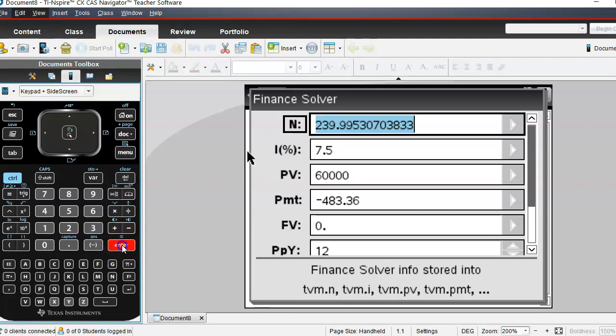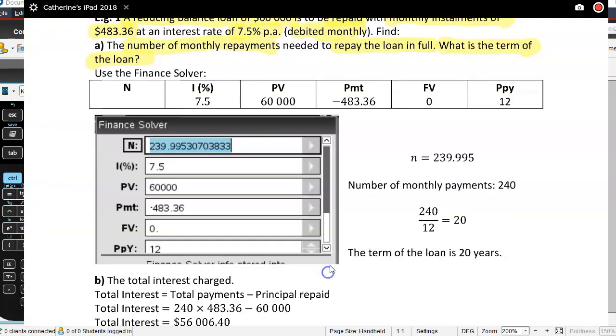So I hit enter. You can see we come up with 239.9953. Now, let's have a think about what that means. We've come up with this answer of 239.995. So we're actually going to need 240 payments because with 239 payments, we're still not quite paid off.